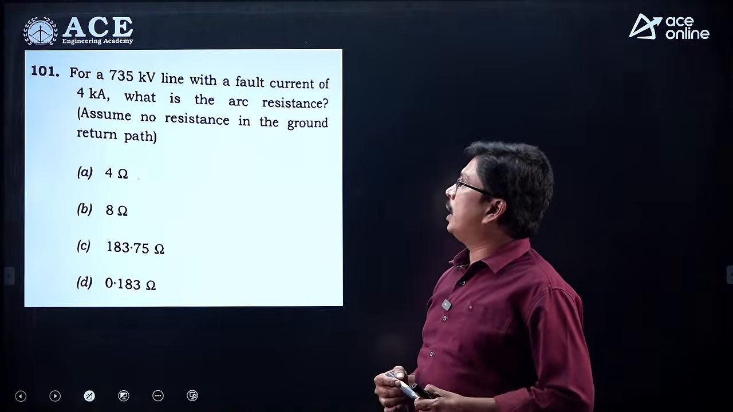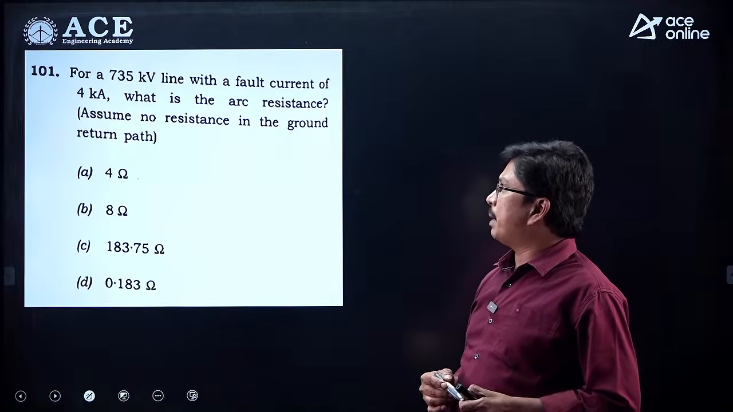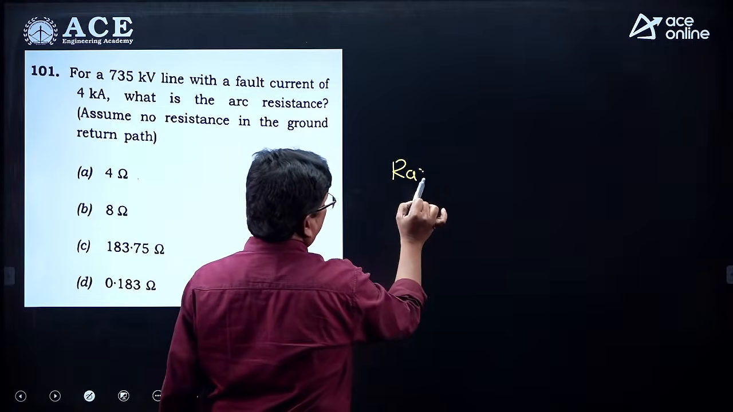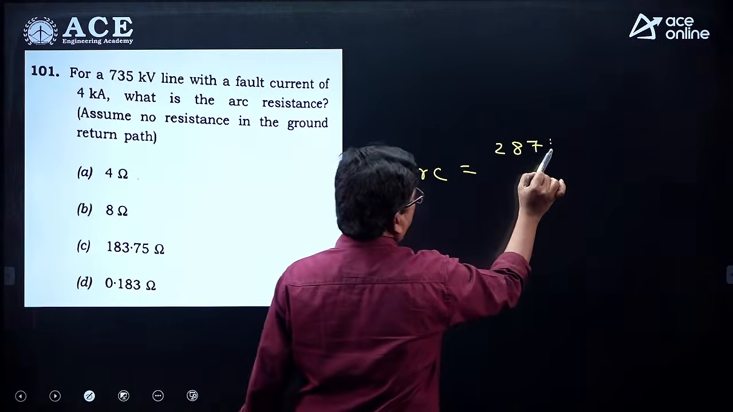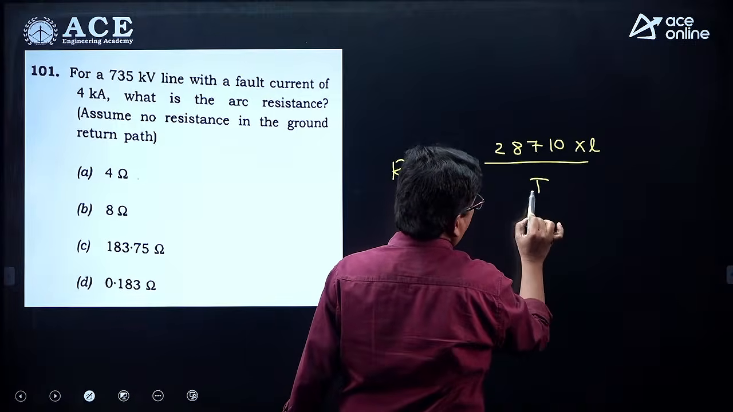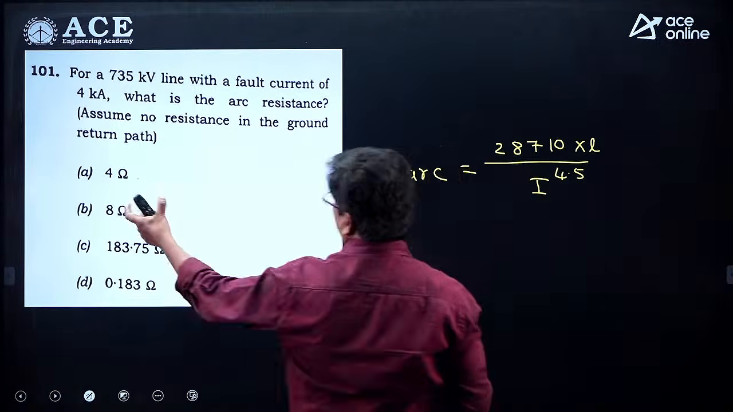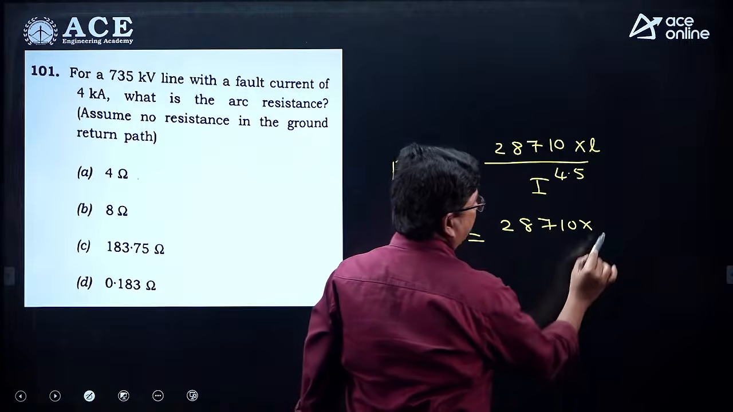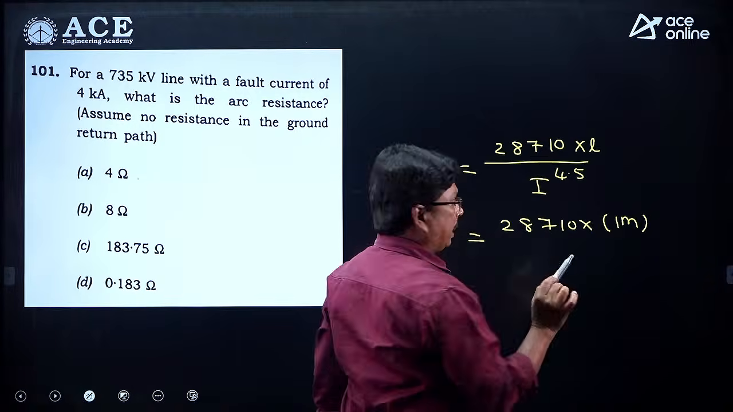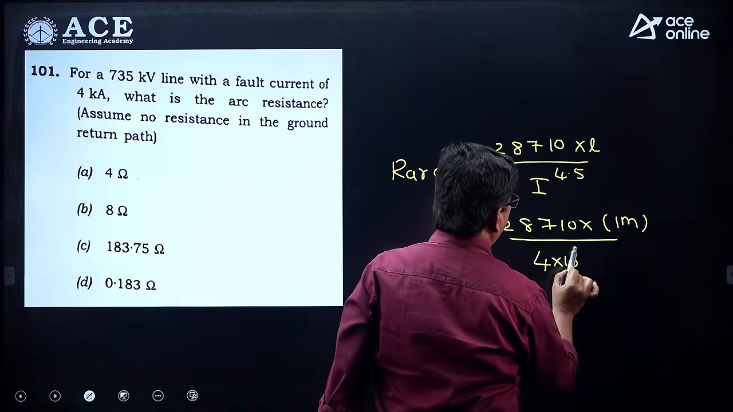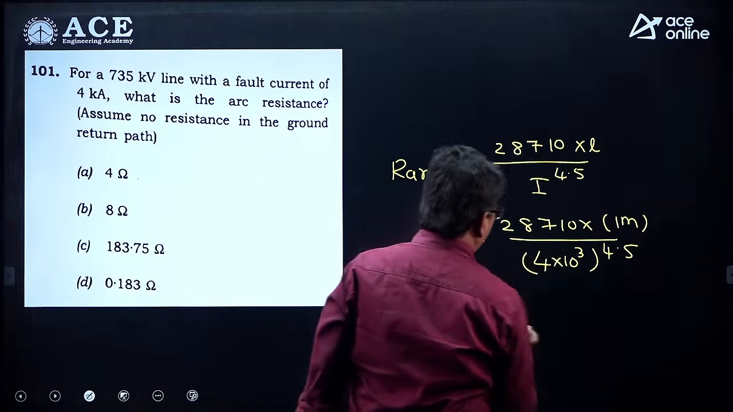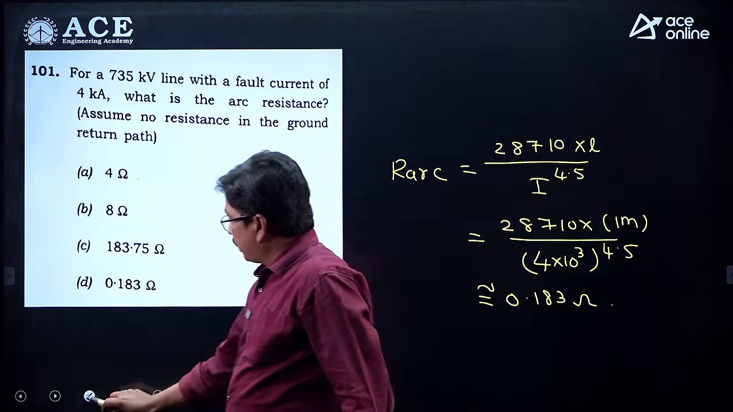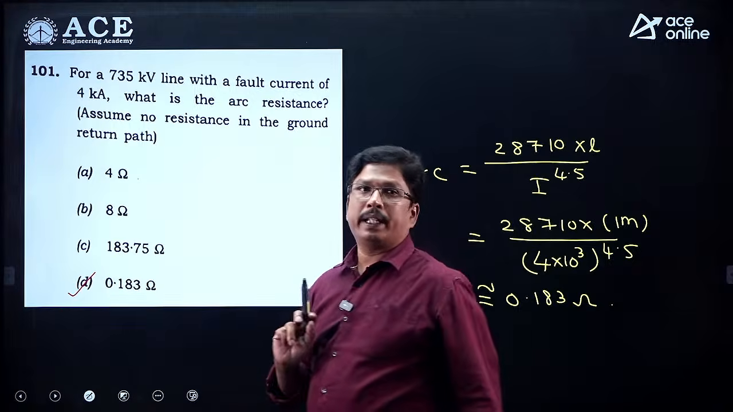For a 735 kilovolts line with a fault current of 4 kiloamperes, what is the arc resistance? The arc resistance formula R arc is nothing but 28710 into length of the arc divided by current to the power 1.4. Substitute the value of current, it is given 4 kiloamperes. It is 28710 into arc length, we can assume it as 1 meter, divided by 4 into 10 power 3, power 1.4. If you calculate this one, approximately we are getting it as 0.183 ohms. So the approximate answer will be 0.183 ohms.